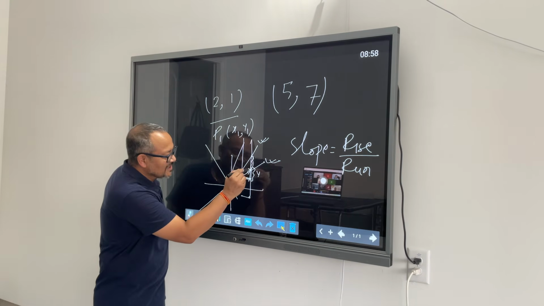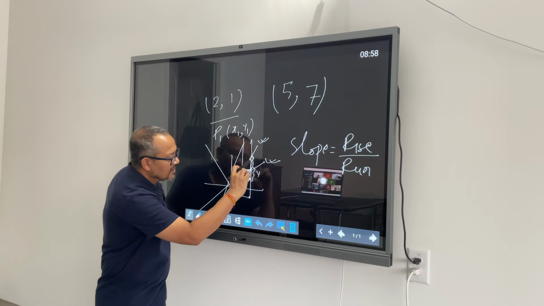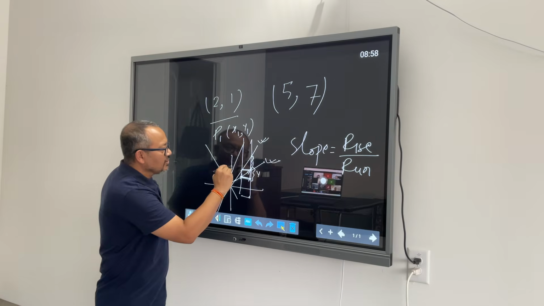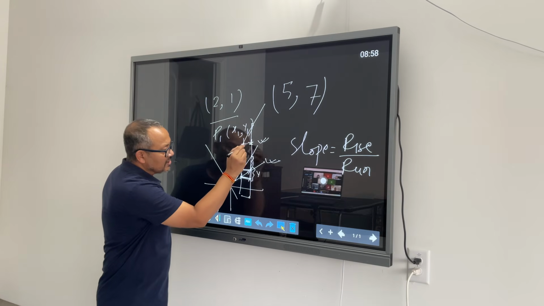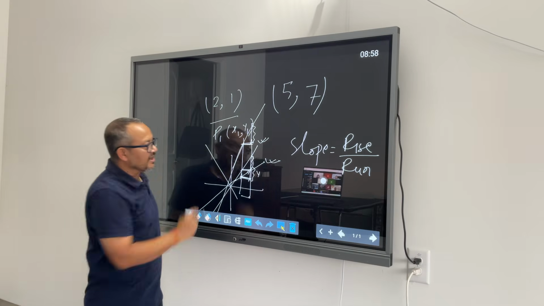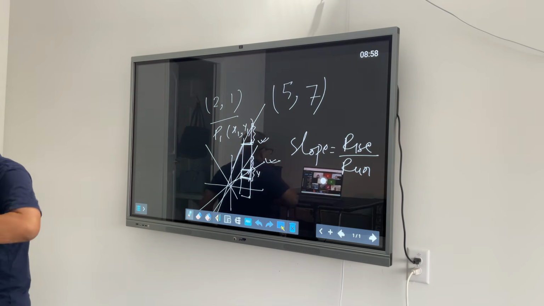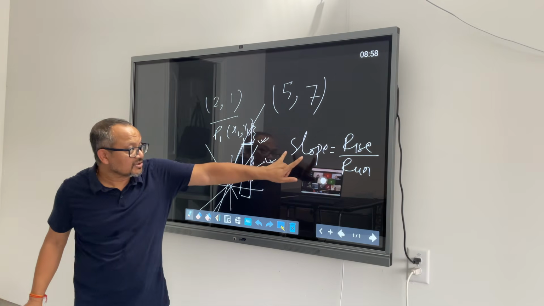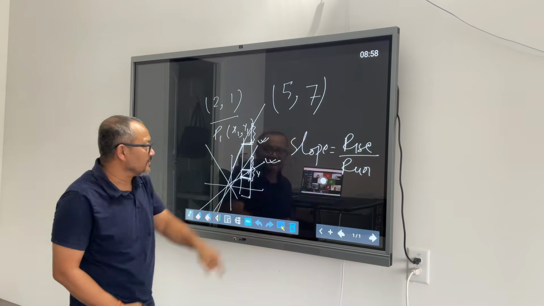So here you will see that for the same amount of run, this has more rise and this has less rise. If you are looking at this line, see how much is your rise. So basically, higher slope mathematically means there is more rise for the less run.